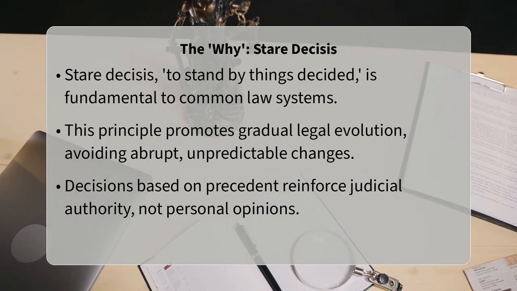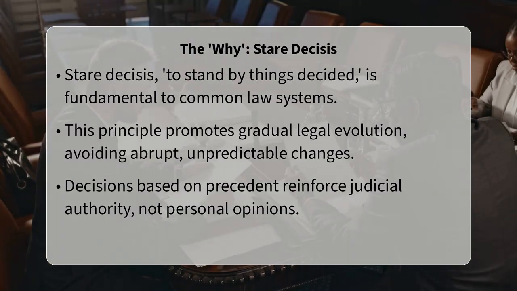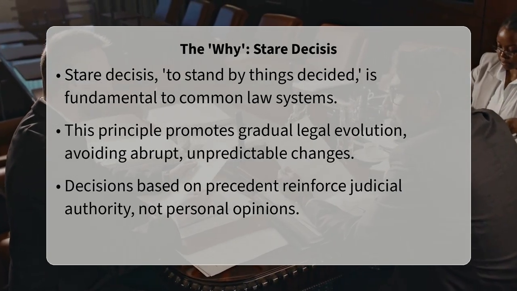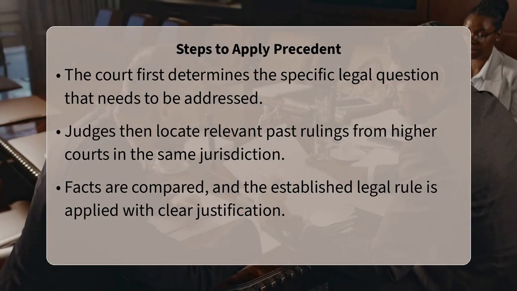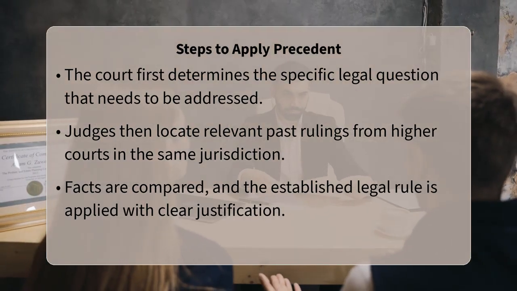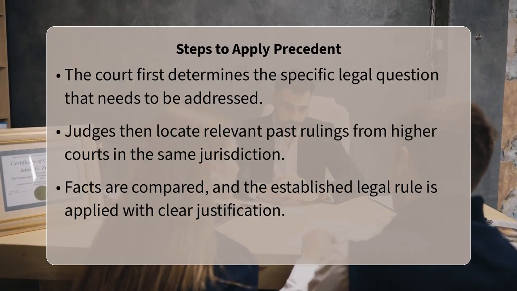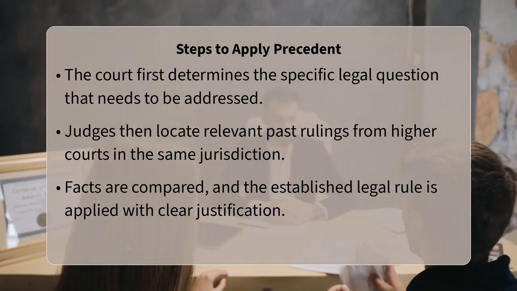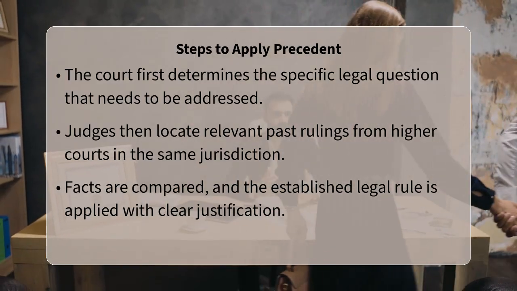Applying precedent involves several key steps. First, a court identifies the relevant legal issue at hand. Second, it searches for existing precedents, primarily from higher courts within the same jurisdiction, that address similar issues. Third, the court carefully compares the facts of the current case to those of the precedent cases, looking for similarities and distinguishing differences. Finally, the court applies the legal rule or principle established in the precedent to the current case, explaining its reasoning for either following the precedent or, in rare instances, distinguishing or even overturning it.